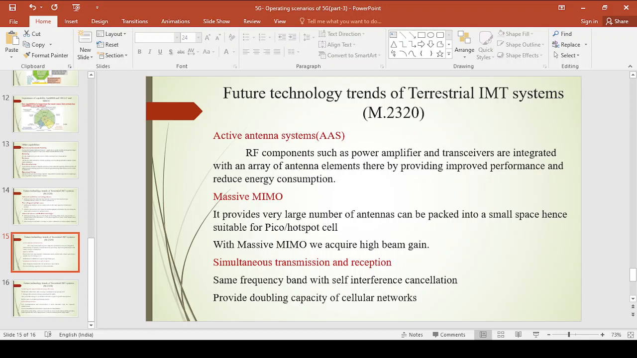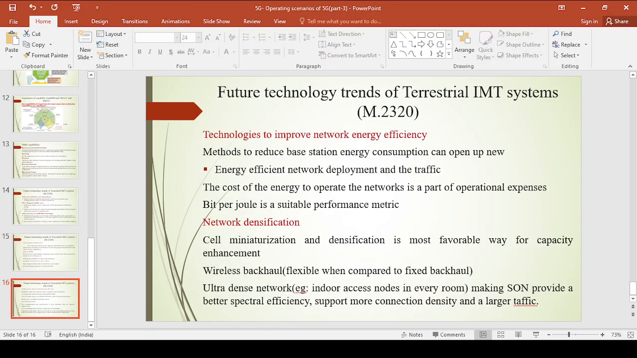And next we have simultaneous transmission and reception. Nothing but we have two different techniques through which you can transmit and receive the data simultaneously. Now same frequency band with self interference cancellation is one method through which you can receive and transmit the data at a time, providing double capacity of the cellular network. That means you are increasing the capacity by 2 times. These are the two methods through which you can simultaneously receive and transmit the data.